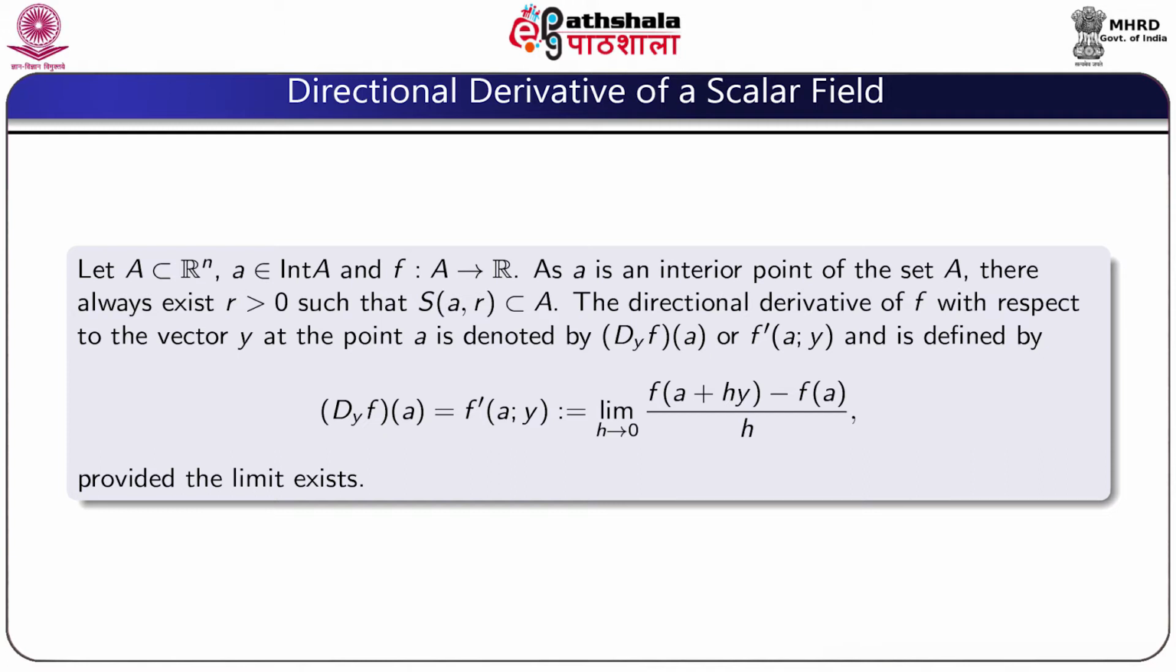Now, f is a scalar field. As h approaches 0, we consider h very close to 0. So, we can assume both a plus h y and a are in the domain of f. Thus, f(a plus h y) and f(a) both are reals. So, their difference is also. So, we are considering limit of a real number [f(a plus h y) minus f(a)] by h as h approaches 0. If the limit exists, definitely f'(a, y) is well defined.